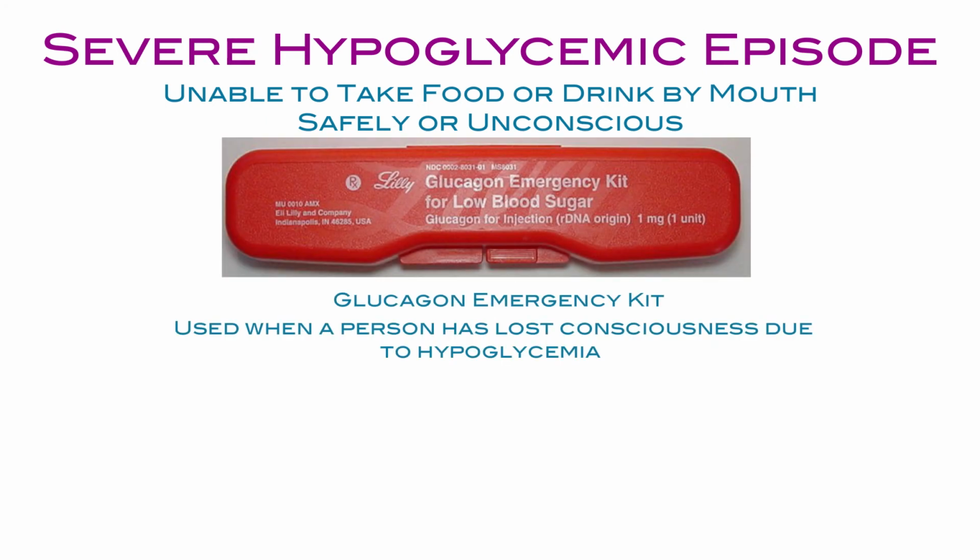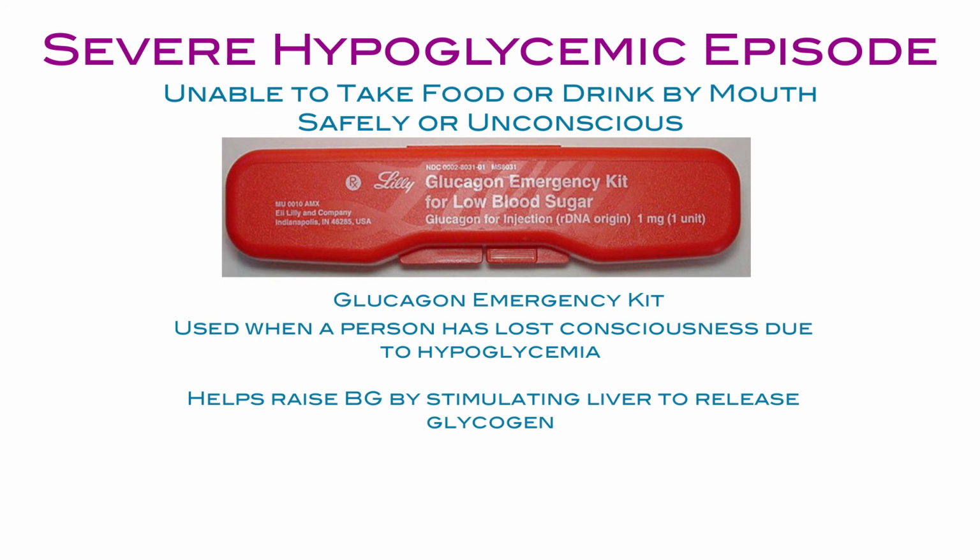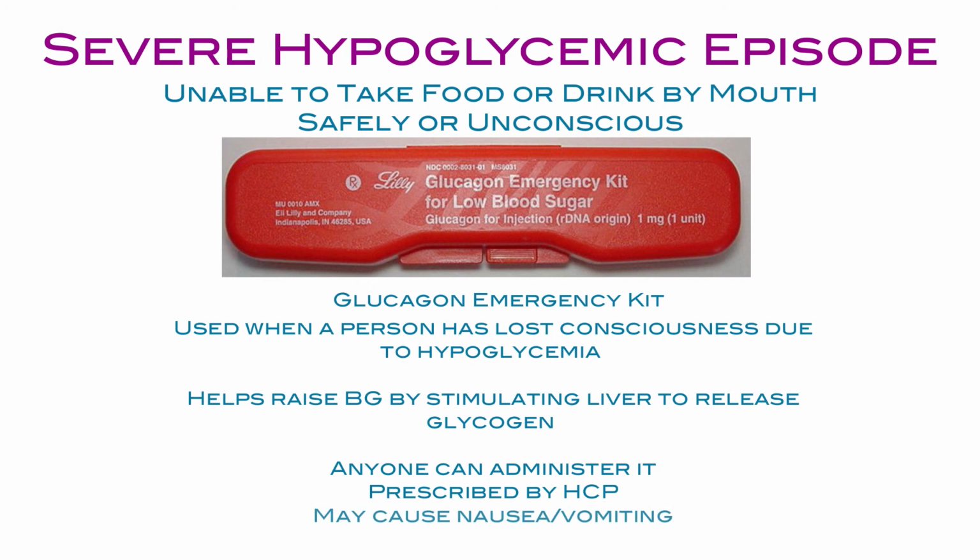Glucagon is a necessary treatment. Remember this from lesson 1? Glucagon is the hormone that tells the liver to turn on and release stored glucose. This helps raise blood glucose by stimulating the liver to release all the glycogen that is stored and causes the blood glucose levels to shoot back up. Anyone can administer it. This is usually prescribed by a healthcare professional, and it may cause nausea and/or vomiting.